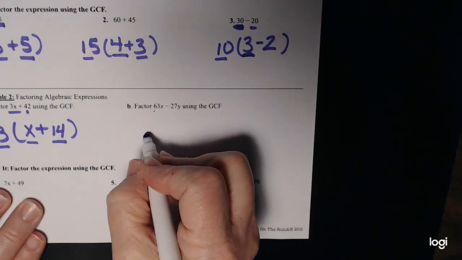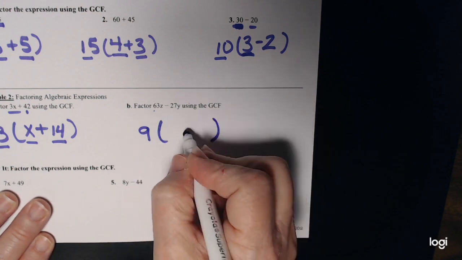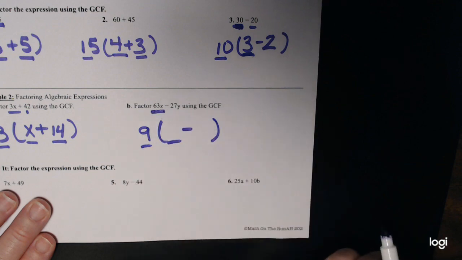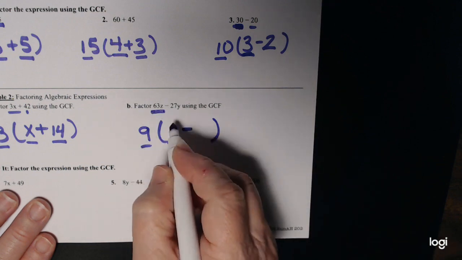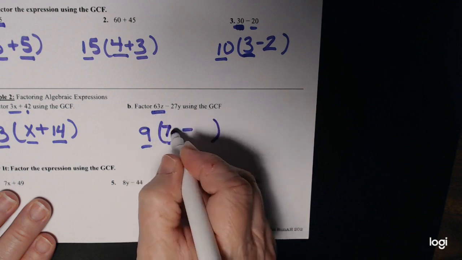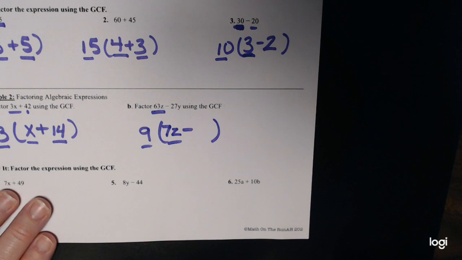So we're going to pull out the 9. We're going to make our parentheses. We're going to put the minus. 9 times what is 63z? 9 times 7 is 63, but I need the z, so I can't forget the z. 9 times 7z would be 63z.